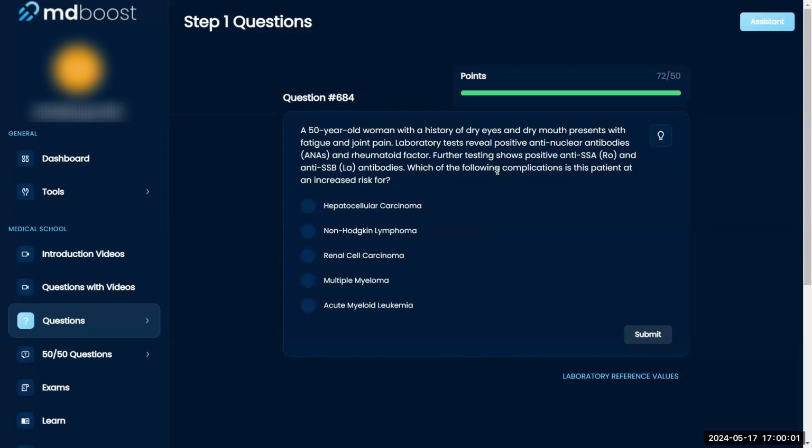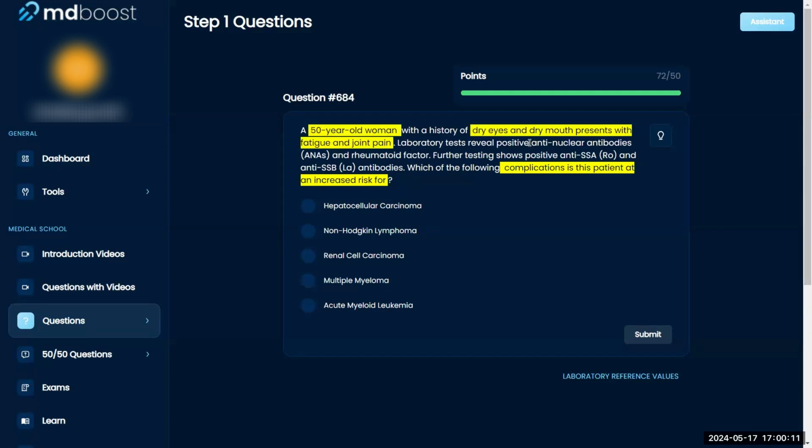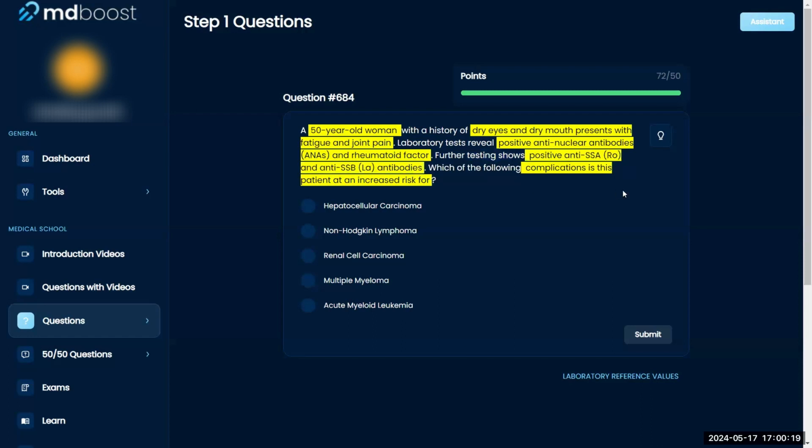Which of the following complications is this patient at increased risk for? A 50-year-old woman with a history of dry eyes and dry mouth presents with fatigue and joint pain. Laboratory tests reveal positive anti-nuclear antibodies, ANA, and rheumatoid factor. Further testing shows positive SSA/Ro, or anti-La antibodies. Which of the following complications is this patient at an increased risk for?